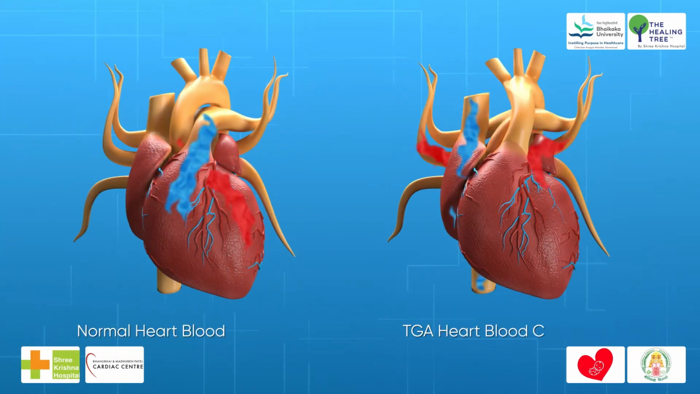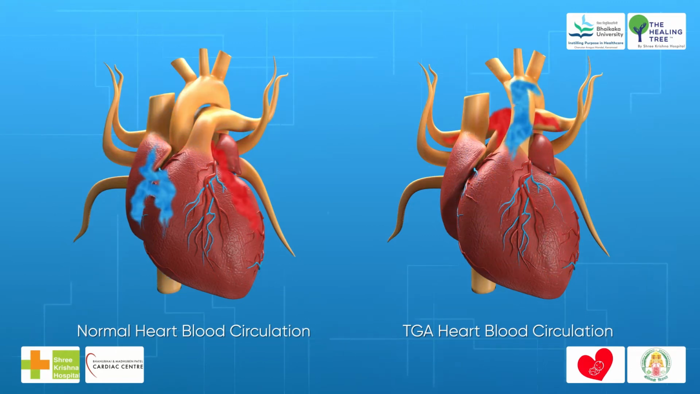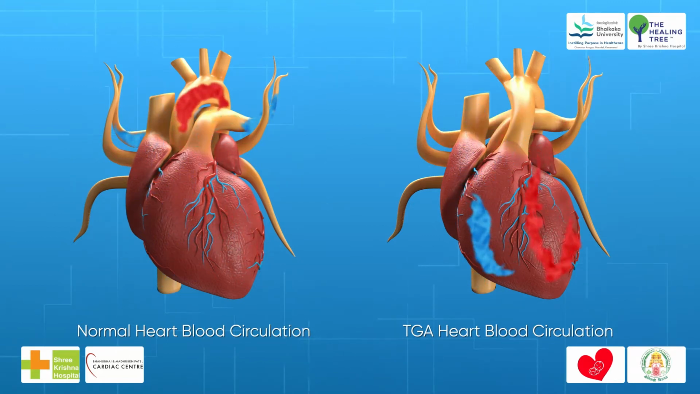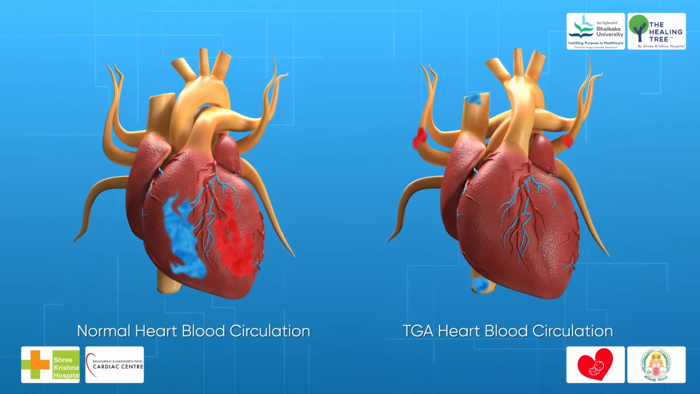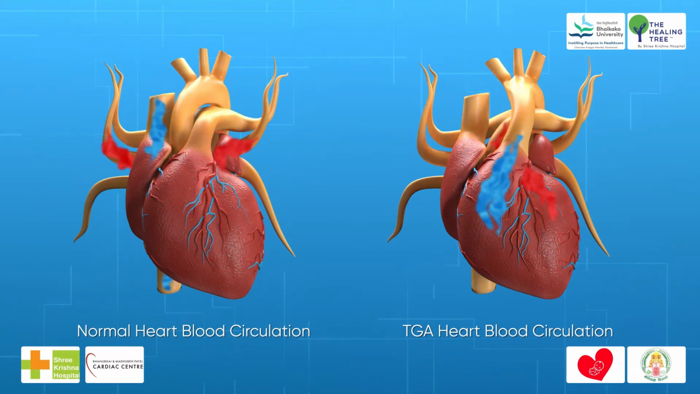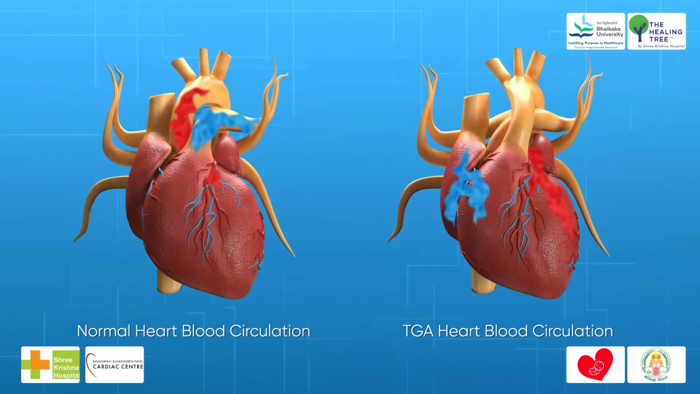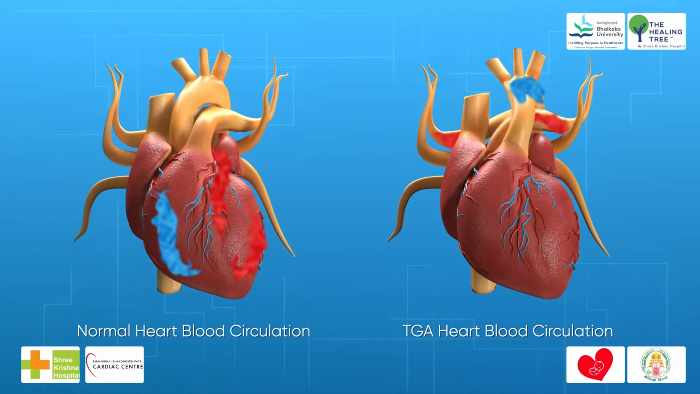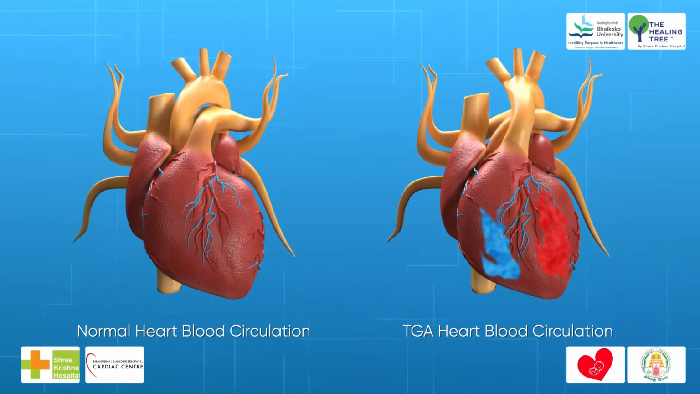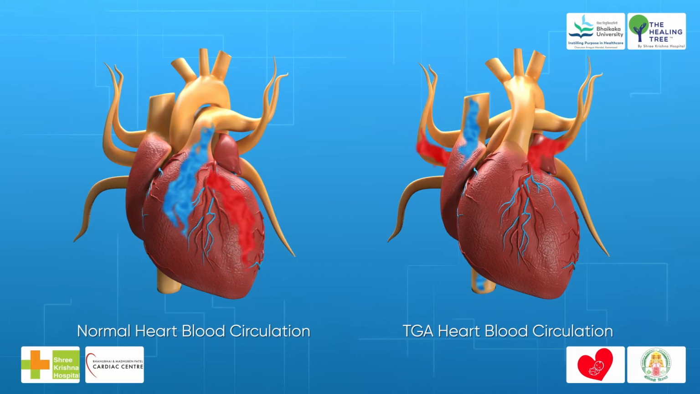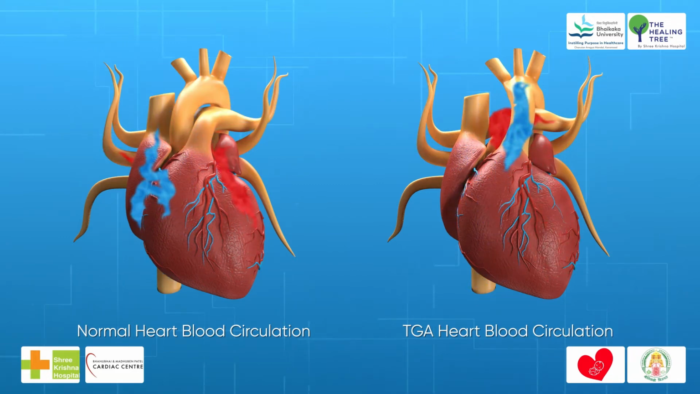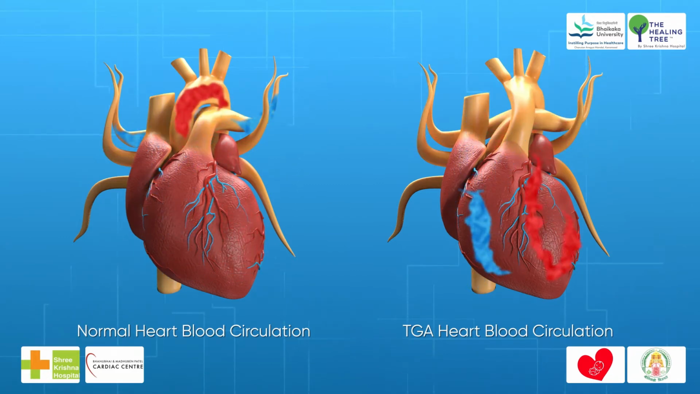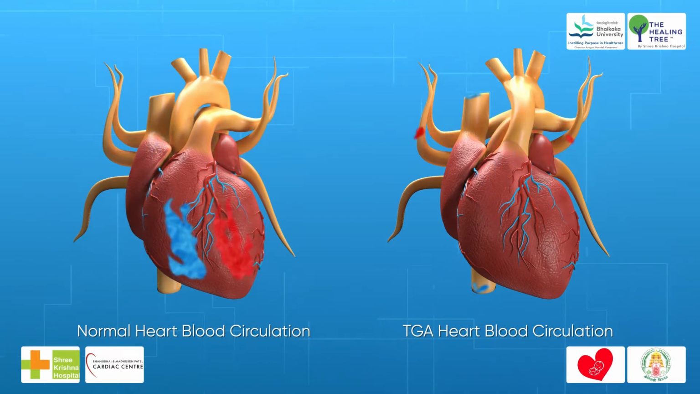Transposition of the great arteries is characterized by two separate parallel circulations, in which the systemic venous blood passes through the right ventricle to the aorta, while the pulmonary venous blood passes through the left ventricle, resulting in cyanosis. Some mixing between the circulations is mandatory to sustain life and is dependent largely on the type of TGA.